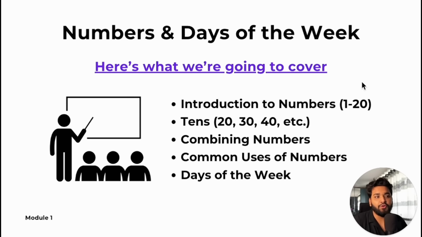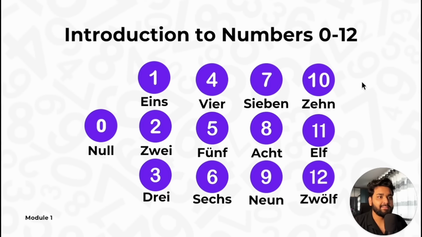Here is what we are going to cover. Introduction to numbers 1 to 20. Tens like 20, 30, 40, etc. Combining numbers, common uses of numbers and days of the week. Introduction to numbers 0 to 12. 0 you will say null, 1 is eins, 2 is zwei, 3 is drei, 4 vier, 5 fünf, 6 sechs, 7 sieben, 8 acht, 9 neun, 10 zehn, 11 elf, 12 zwölf.